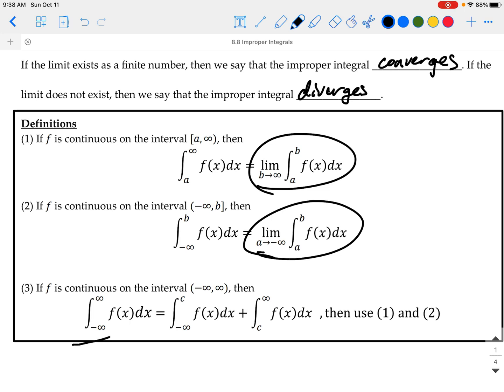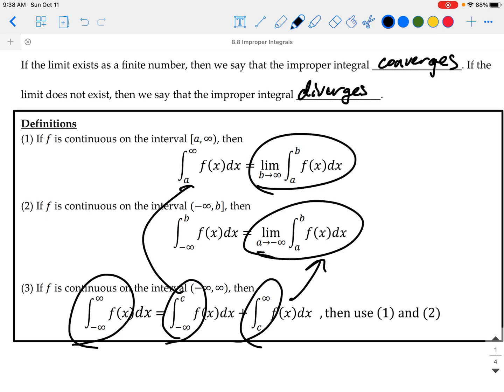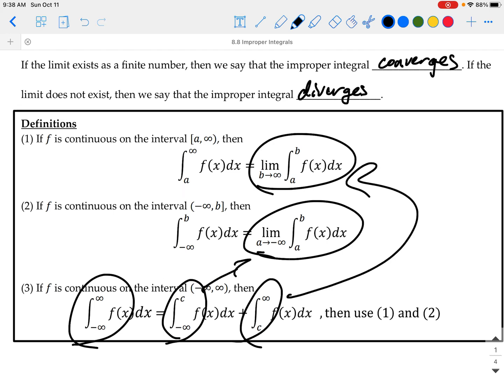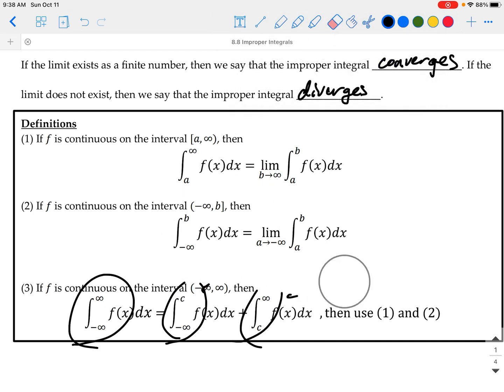And what we can also do, if we want to do the entire real line, is split our integral into two pieces of our choice at some value c in the domain. And then for each one of those, we would use those given methods above. So even if we have infinity on both ends, we can still apply the same property.